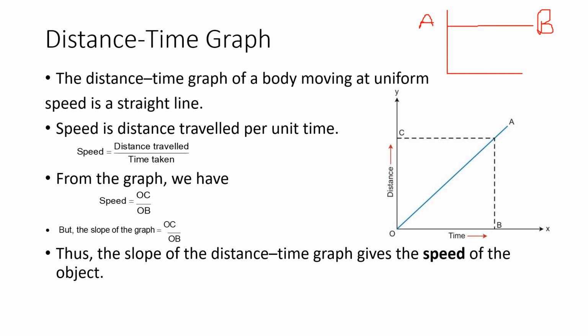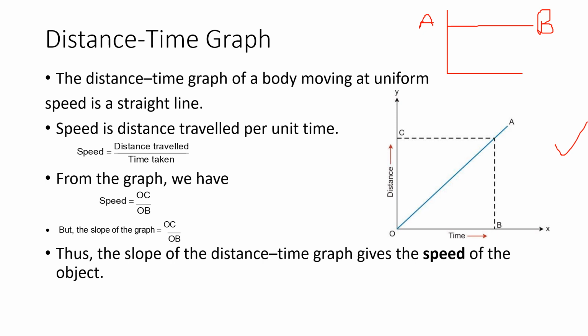Now we will discuss distance time graph for uniform motion. As we all know, in uniform motion, a body travels equal distance in equal intervals of time. Then the distance time graph for such a uniform motion is shown by this graph. Here it is a straight line which has a constant angle with the time axis, or a constant slope.